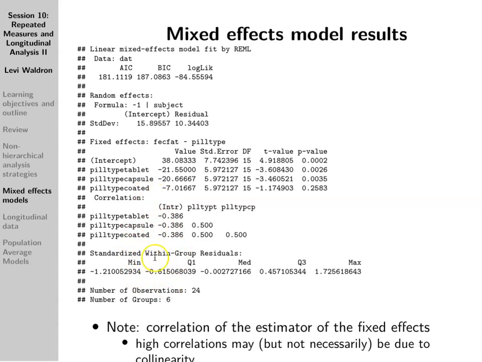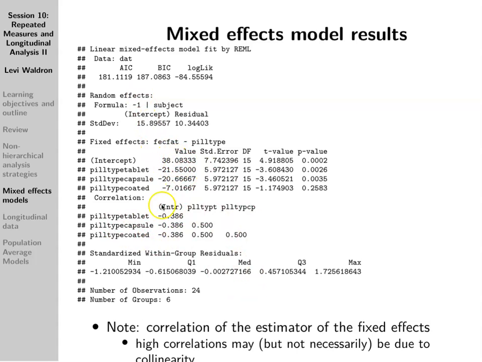And finally, within group residuals, these are the individual measurement residuals. Number of observations 24, and the number of groups 6. That's the number of patients. So it's good to review this whole thing just to make sure that it makes sense compared to what you were expecting about the number of observations, number of groups, the random effects, and the fixed effects.